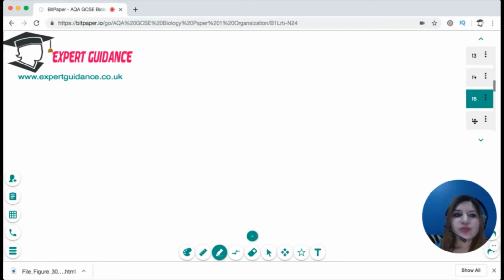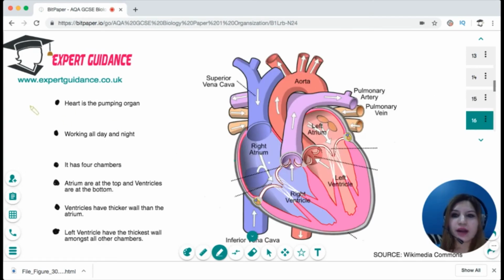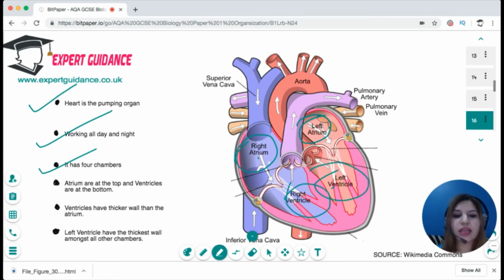Next we have the heart. The heart is a pumping organ, works all day and night. It has 4 chambers. Atriums are at the top. So this is the left atrium, this is the right atrium. The ventricles are at the bottom. So this is the left ventricle and the right ventricle. Ventricles are doing the biggest job as they pump the blood to a greater distance. So you can notice that the atrium has a thin wall and the ventricle has the thickest wall.